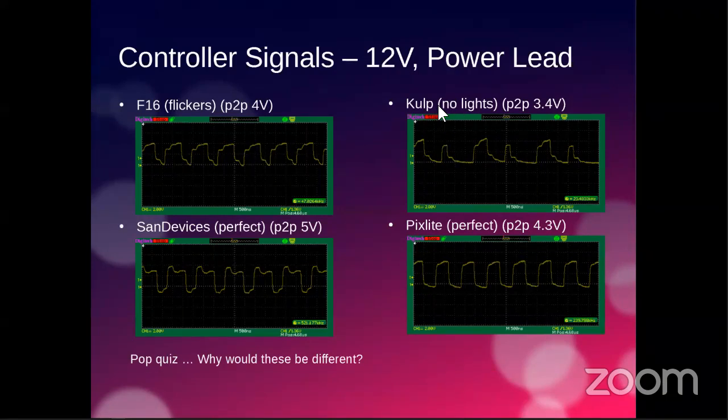And the cult controller would not drive the pixels at all. But can anyone tell me why? The resistor network. It's the resistor network. So I went and inspected the resistor networks on these things. The Pixlight has a 33 ohm surface mounted resistor on each of the outputs. The SAN devices has a plug-in resistor network. I can't remember what its value was. The Falcon runs 100 ohms, hence the shapes here.